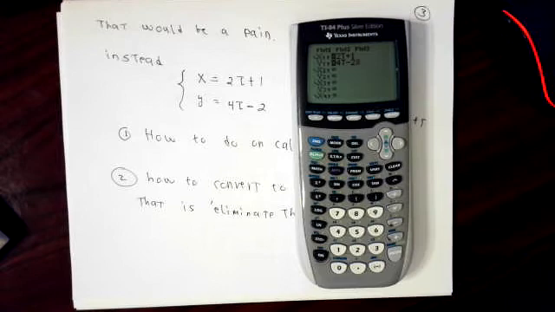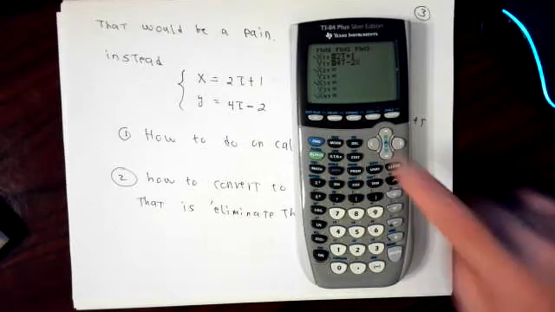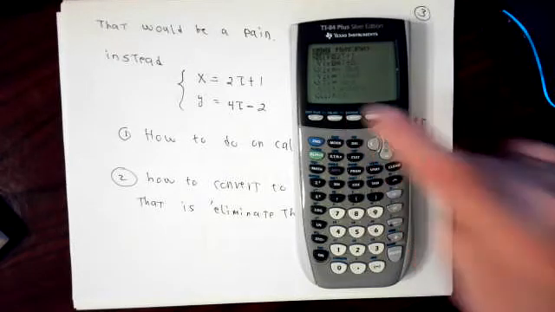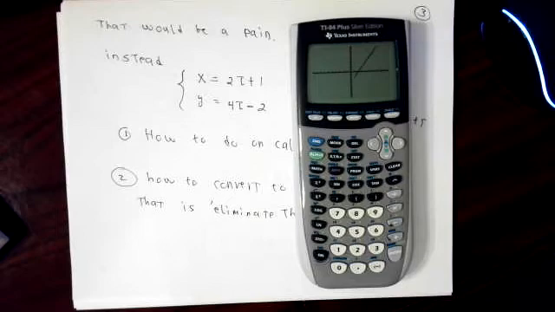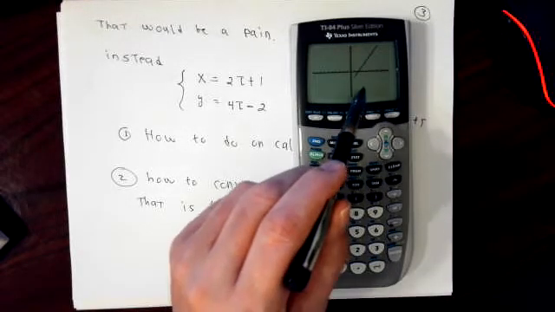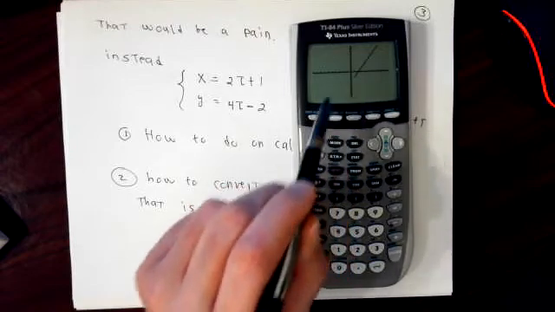I'm going to use the standard viewing window, and there'll be a little problem which we'll figure out how to fix. So I'm going to press zoom and 6. And my graph appears to be more or less a straight line, except I don't see anything down here.